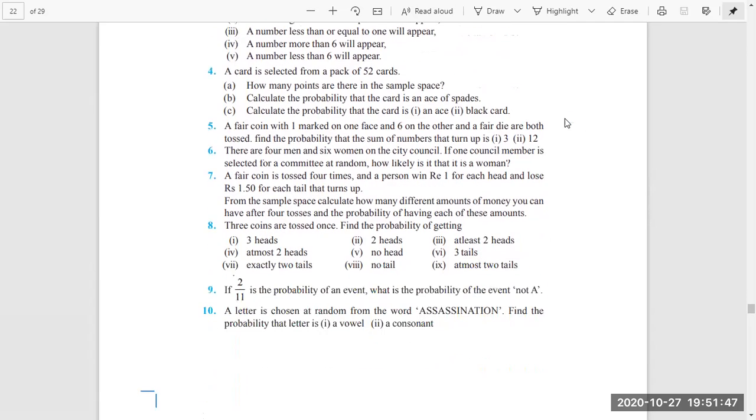Question number 7. If a coin is tossed 4 times, the total number of outcomes is 16. A person wins 1 rupee for each head and loses 1.5 rupees for each tail. For the sample space, calculate how many different amounts of money you can have after 4 tosses, and the probability of having each of these amounts.